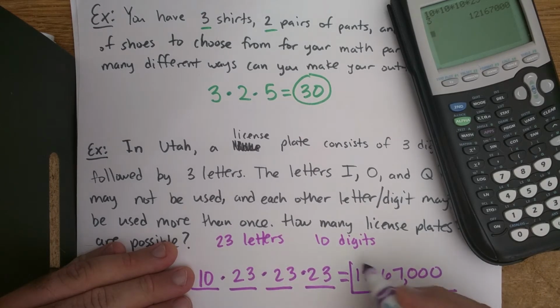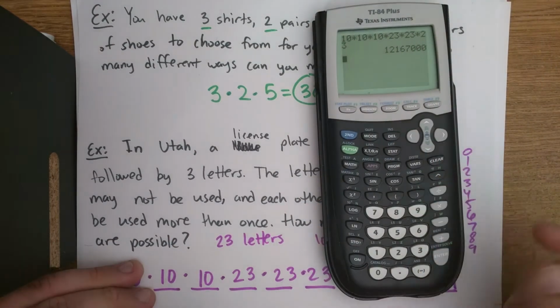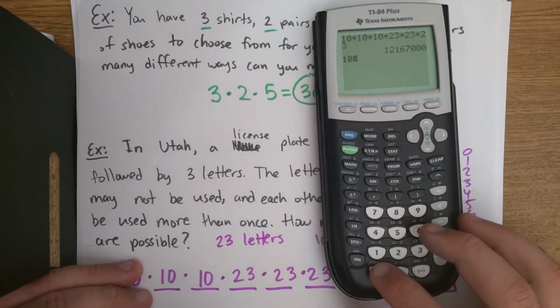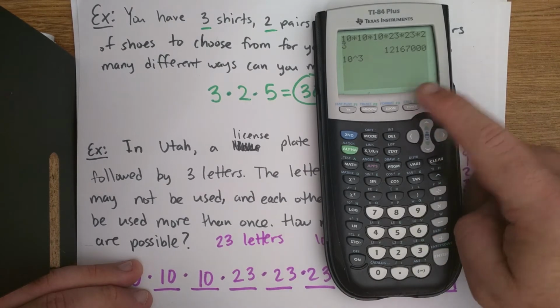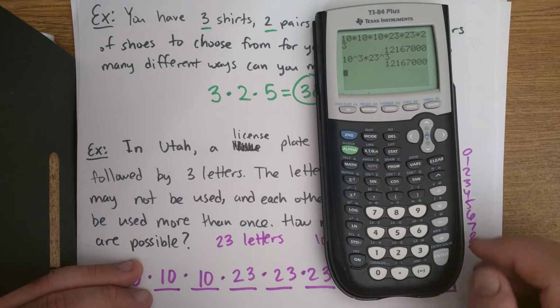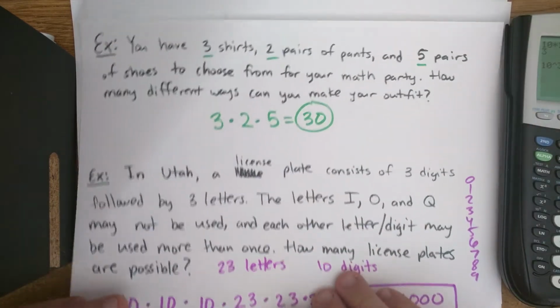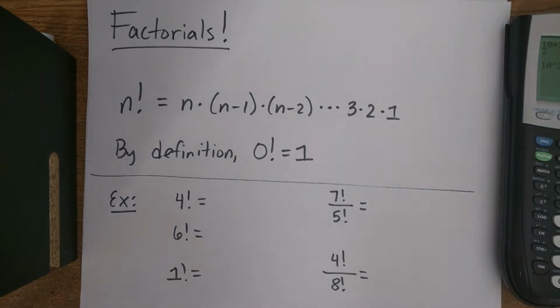So there are over 12 million ways to do that. By the way, you could have also typed this in your calculator as 10 cubed, so 10 caret 3 times 23 caret 3. And you would have gotten the same thing, because that's how exponents work. Go ahead and copy this down real quick.